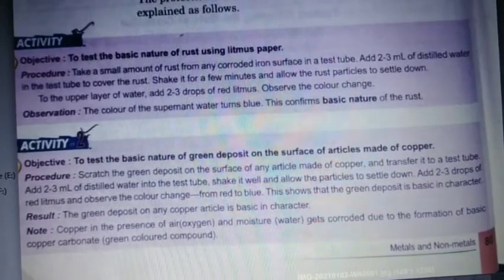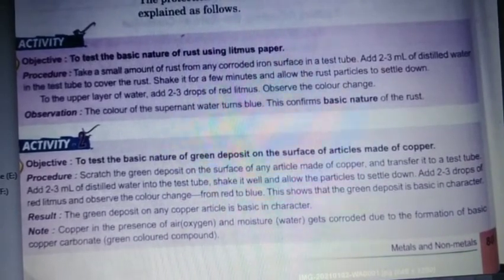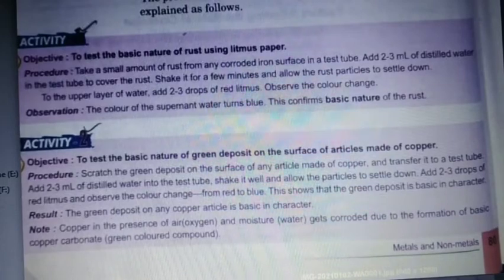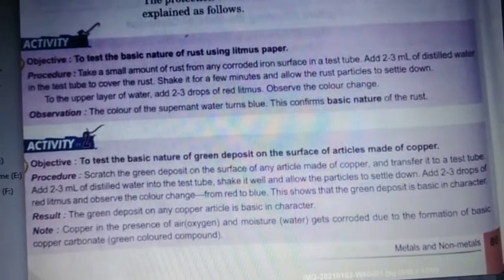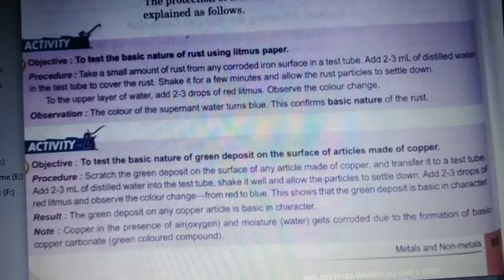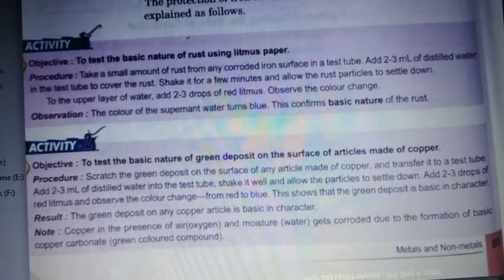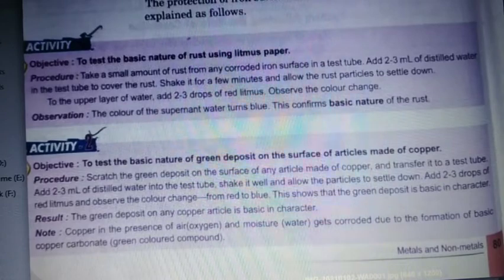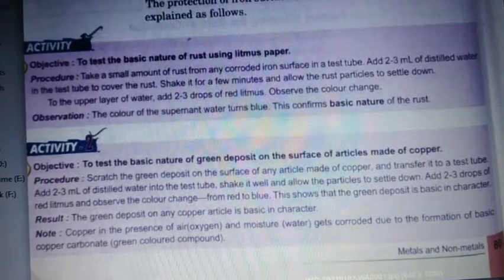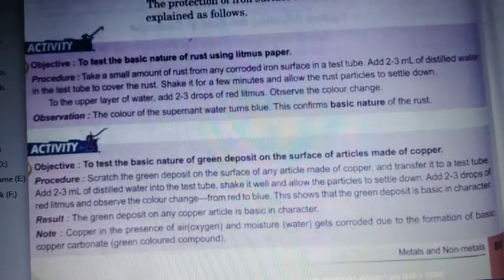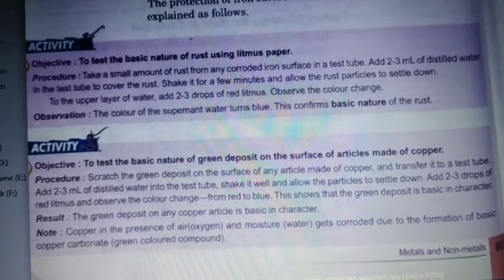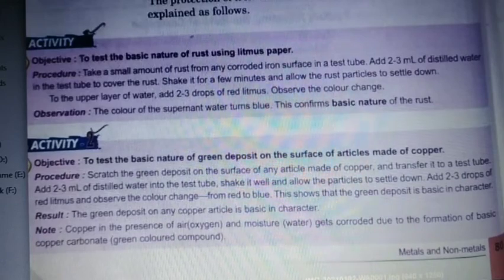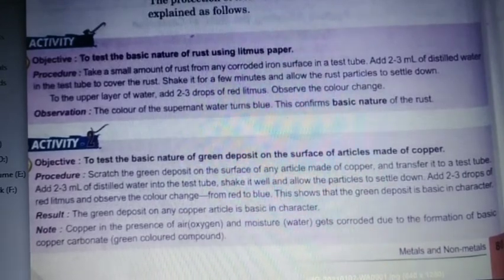Now shake it for a few minutes. Allow the rust particles to settle down. Now to the upper layer of water, add 2 to 3 drops of red litmus. Observe the color change. You can see that the color of the supernatant water turns blue. This confirms the basic nature of rust.